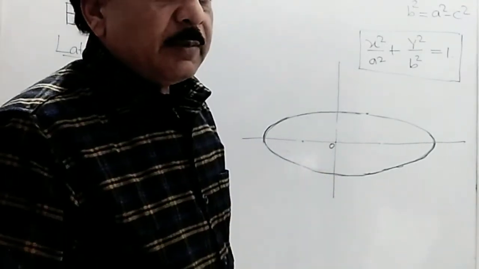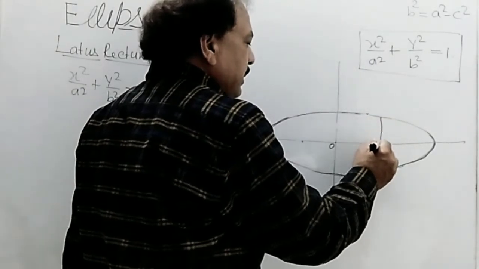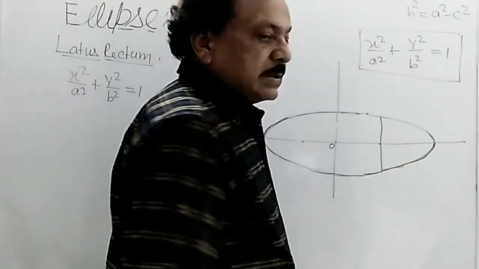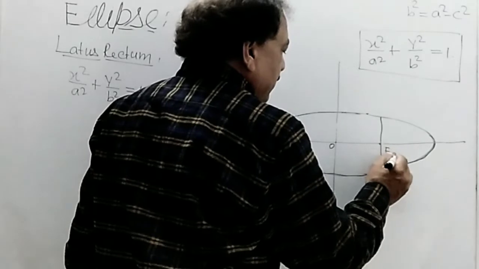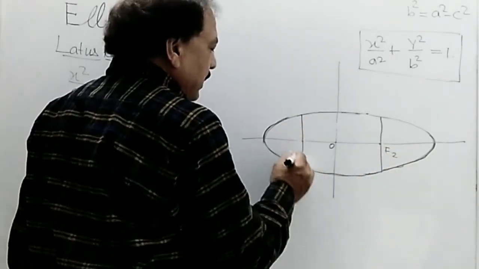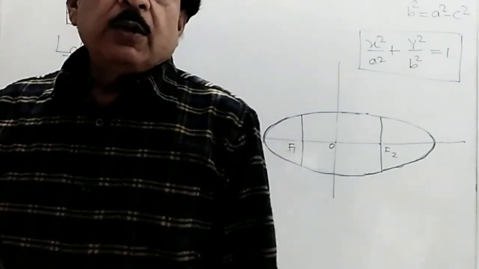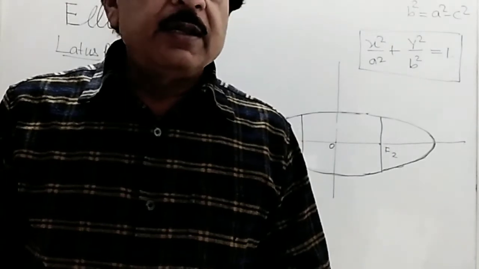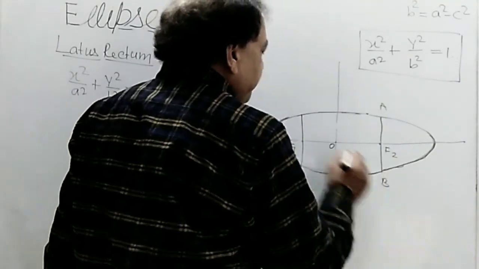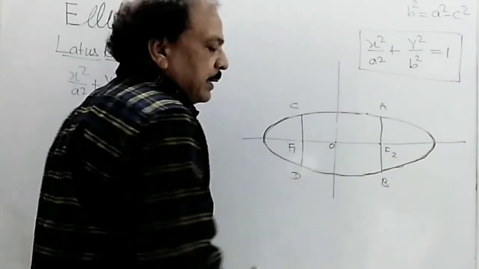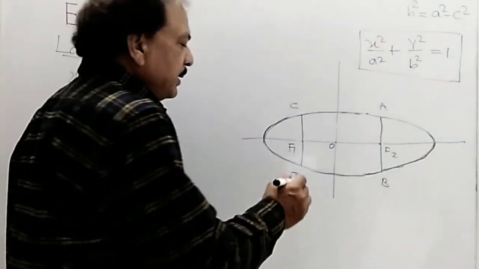How do we determine the latus rectum? Actually, the latus rectum is the perpendicular line segment passing through the focus F2 and F1. So this is the perpendicular line segment passing through one of the foci whose endpoints lie on the ellipse, just as this is AB and CD. AB and CD are the latus rectum.